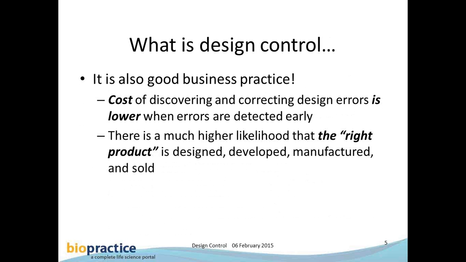It's been shown that if you discover and correct design errors early, it costs much less to correct those errors than if they come along later in the process. For instance, if you wait to do 100% inspection and test of your initial engineering prototype devices and find design problems, it's going to take more time and money to correct them then than if you have reviewed the design earlier on in the process. There's also a much higher likelihood that the right product is designed, developed, and manufactured for sale because you put the time into planning and designing before you actually start developing and building.